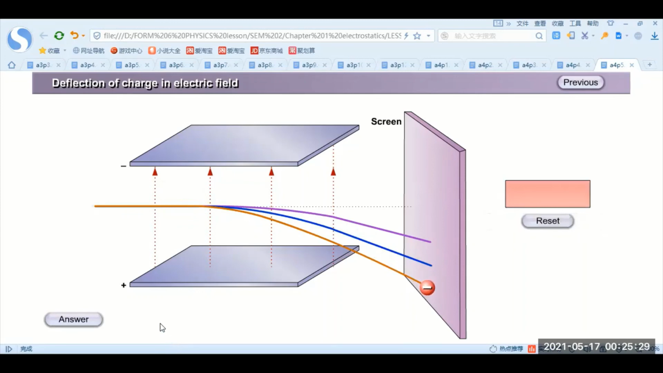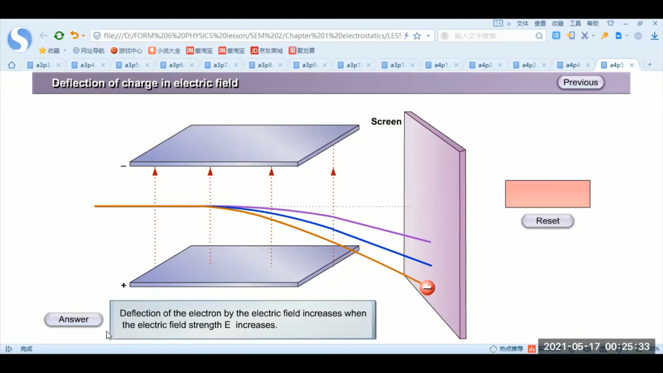What conclusion can we make? The deflection of the electron by the electric field increases when the electric field strength increases. The angle of deflection is directly proportional to the electric field strength, but inversely proportional to the speed of the electron. Again, the angle of deflection is directly proportional to the electric field strength, and the deflection of the electron is inversely proportional to the speed of the electron in the electric field.